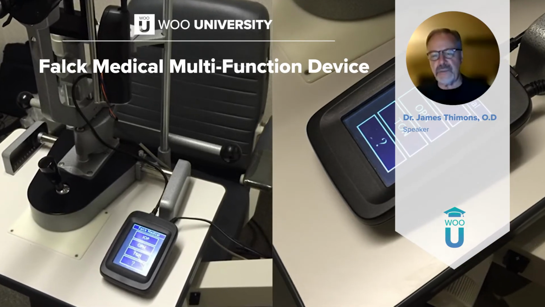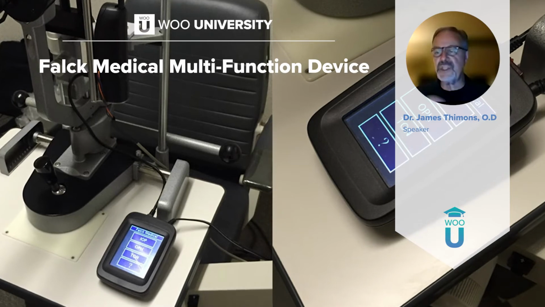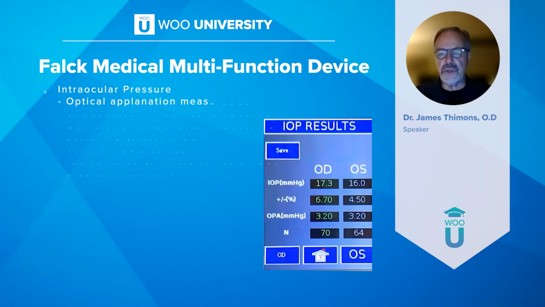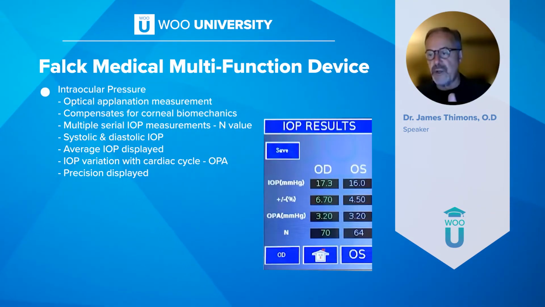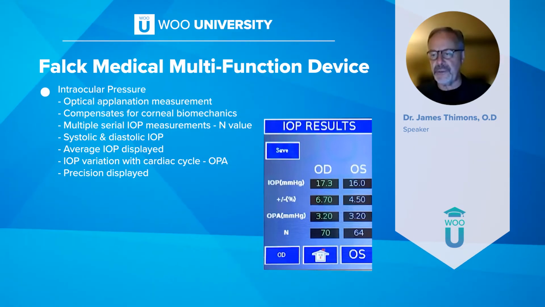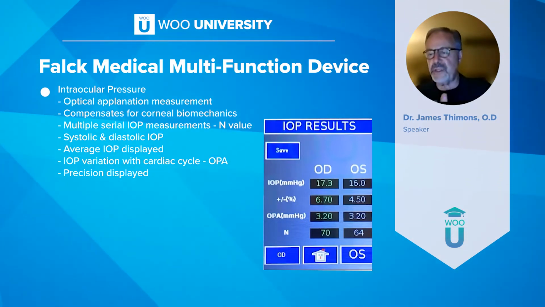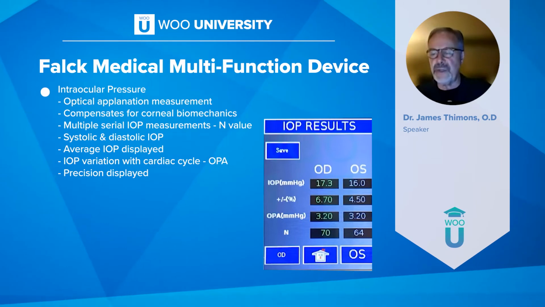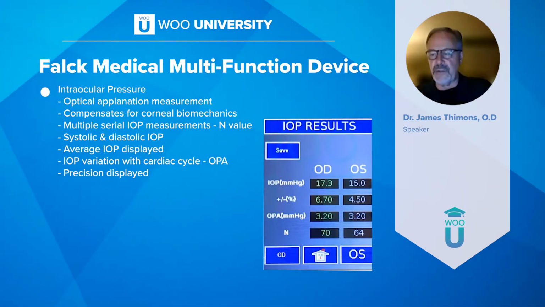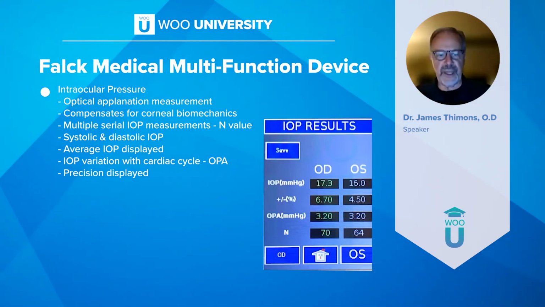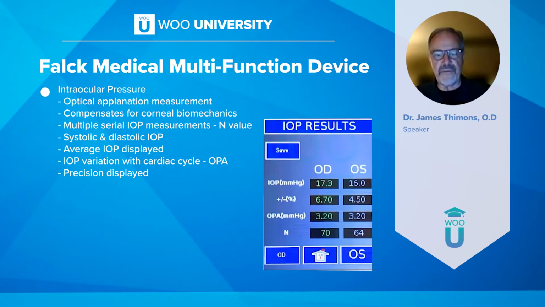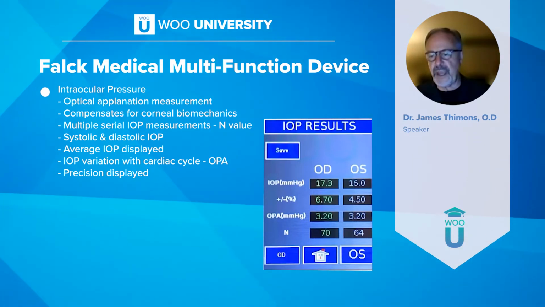The activating system to the left, the little keypad, dictates which test you're going to run. You have three test options. You can do intraocular pressure, but it's also a serial tonometer. In this case, it took 64 readings in 10 seconds, measuring over 3 cardiac cycles. With that multiple serial IOP measurement, the end value is an average of the outcomes, right? Systolic and diastolic IOP are measured. The average IOP is displayed. The IOP variation in the cardiac cycle, or the OPA, is measured.